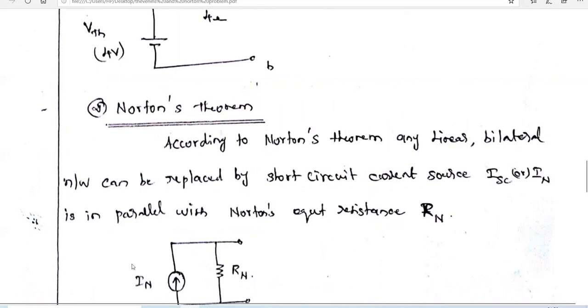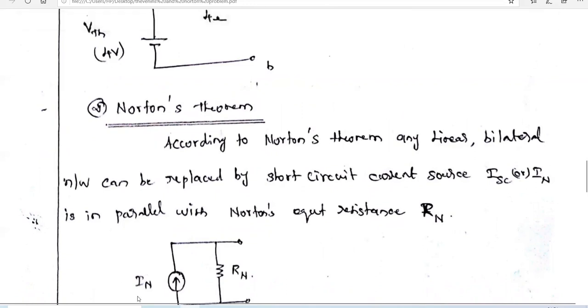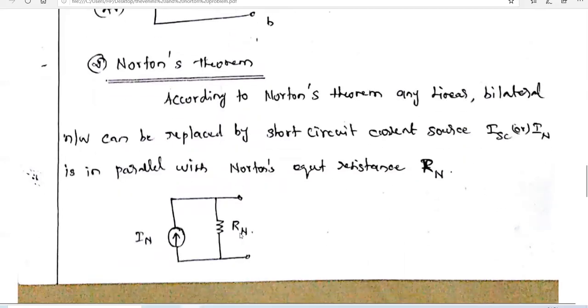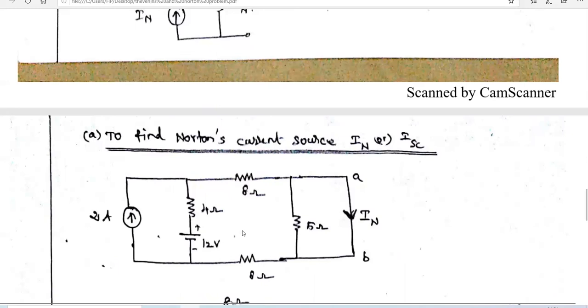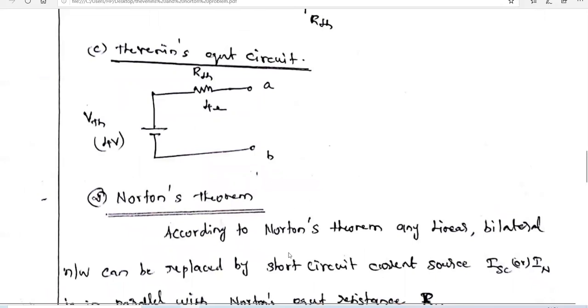But now what is the value of the current source? The current source is nothing but this voltage source divided by the resistance value. So 4 divided by 4, 1. So this Norton's current source value is 1 amp, and this Norton's resistance is the same as that of the RTH. It is the 4 ohm resistor. So directly we can convert Thevenin's equivalent circuit into Norton's equivalent circuit.